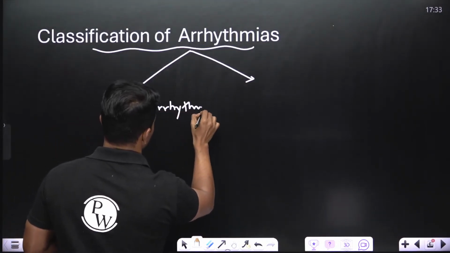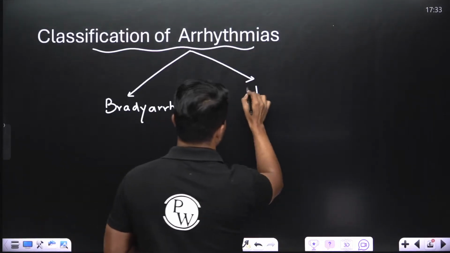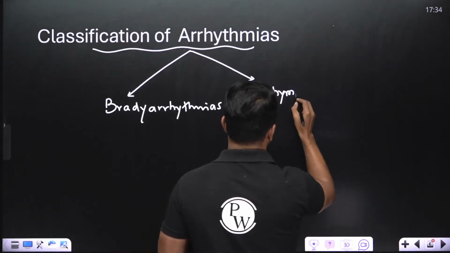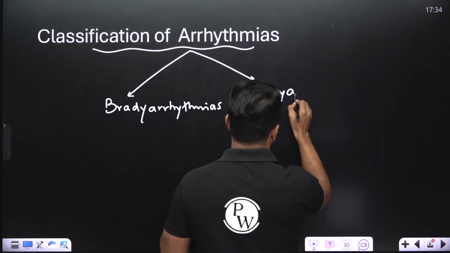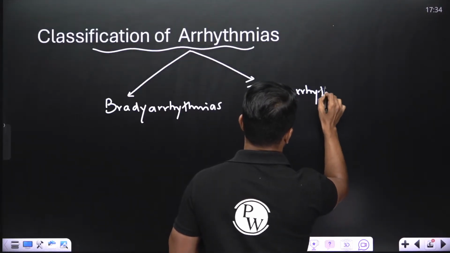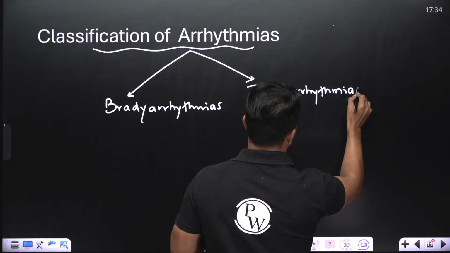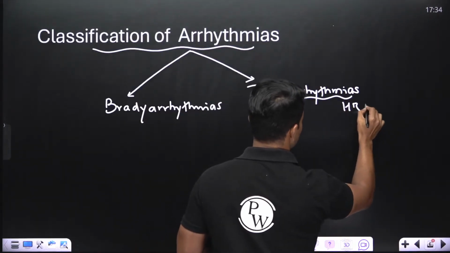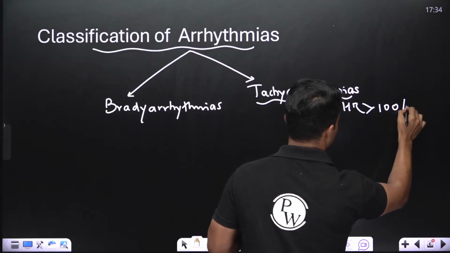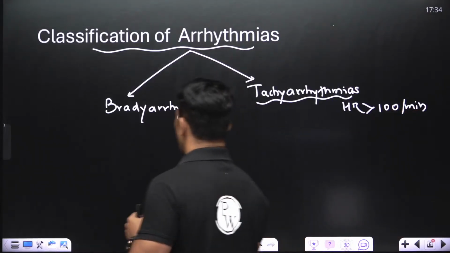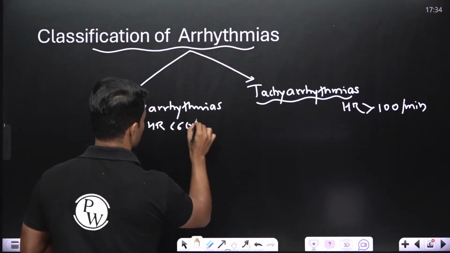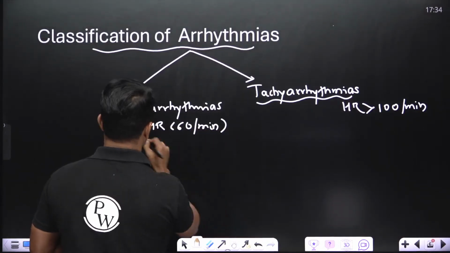Bradyarrhythmias and tachyarrhythmias. So any arrhythmia where the rhythm is not normal sinus rhythm will be an arrhythmia. If the heart rate is more than 100, we will call it tachyarrhythmia, and if the heart rate is less than 60 per minute, we will call it bradyarrhythmia.